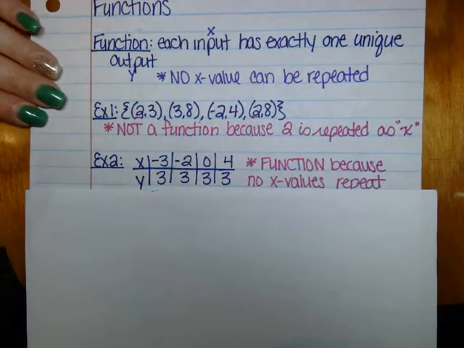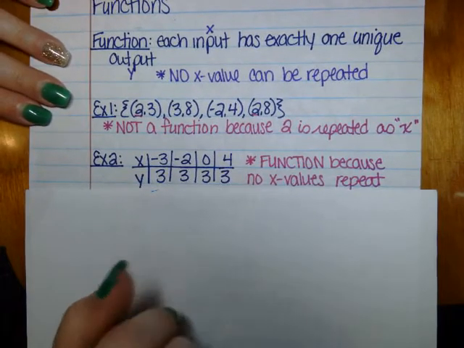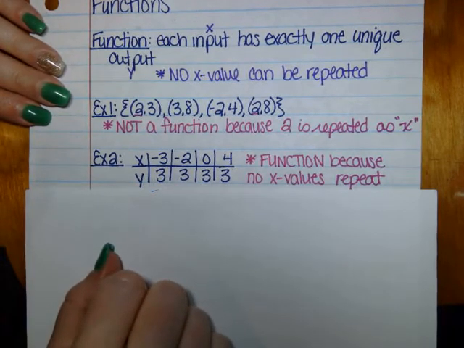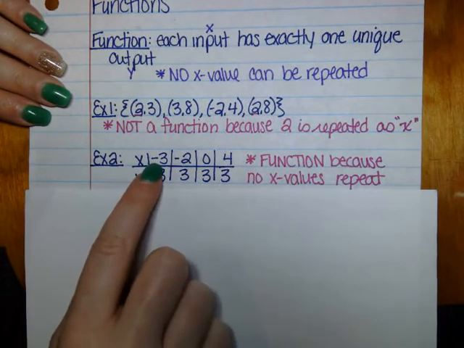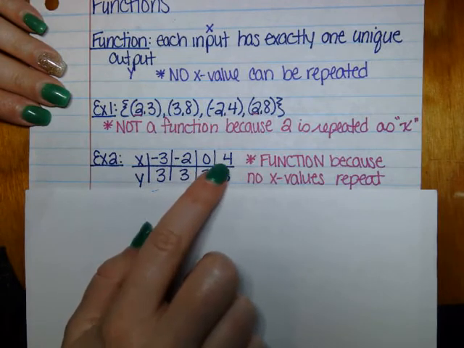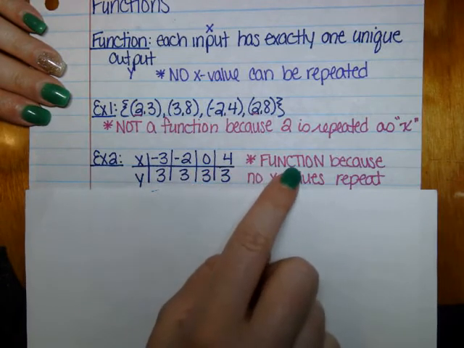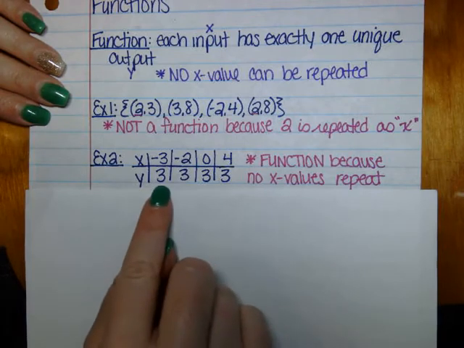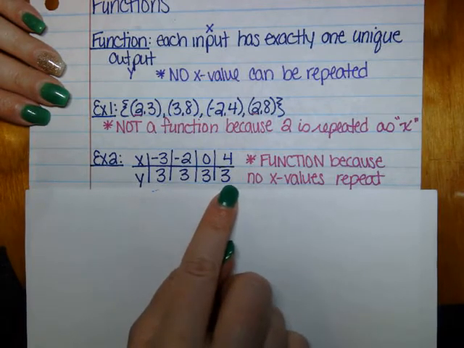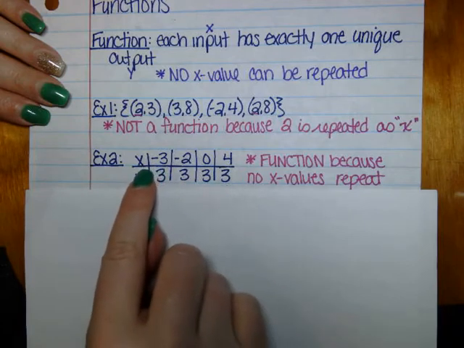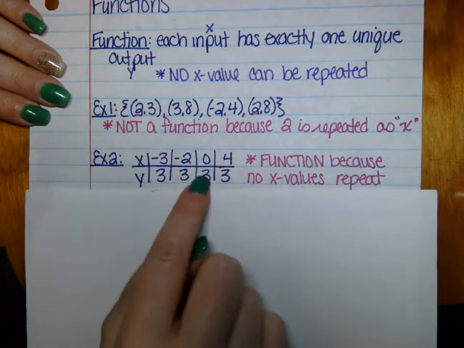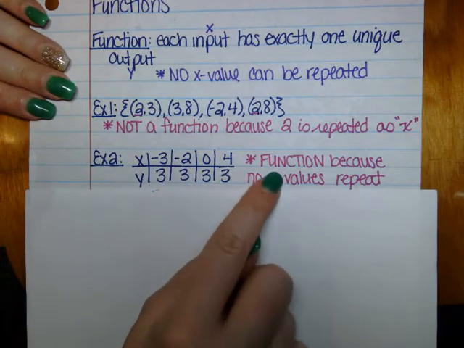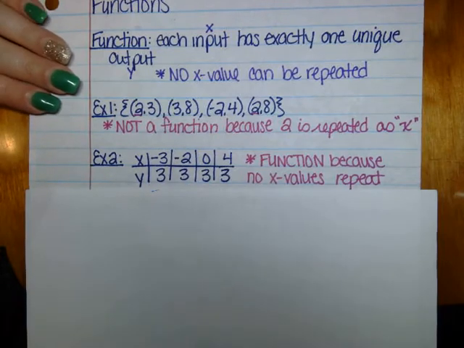For example 2, similar, same thing, a set of ordered pairs, only it's written as a table. If I have -3, -2, 0, 4, this is a function because no x values are repeated. It doesn't matter if any of your y's repeat, it all has to do with your x values. So since none of those x values are repeated, it is a function.